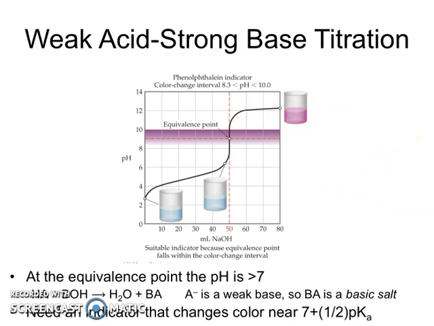In order to look at this weak acid strong base titration, we'll want an indicator that changes color near 7 plus 1/2 of the pKa, which is sort of just an approximation, basically to say a little bit higher than 7.